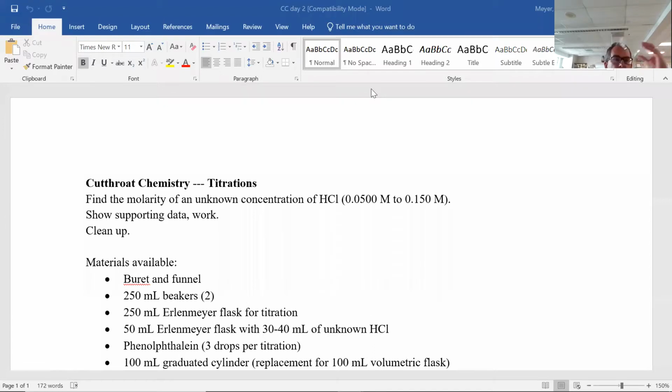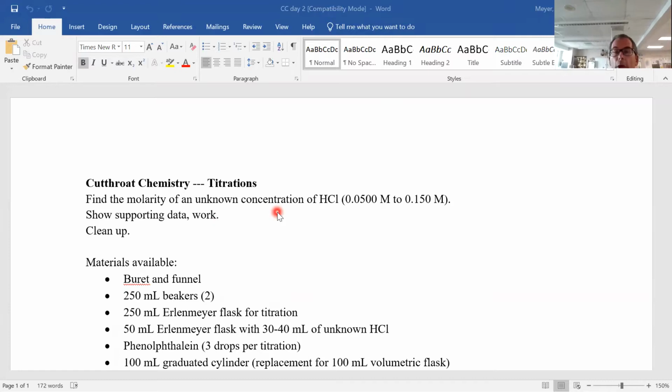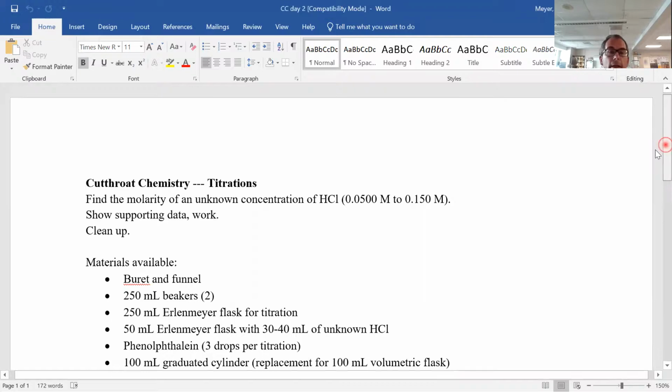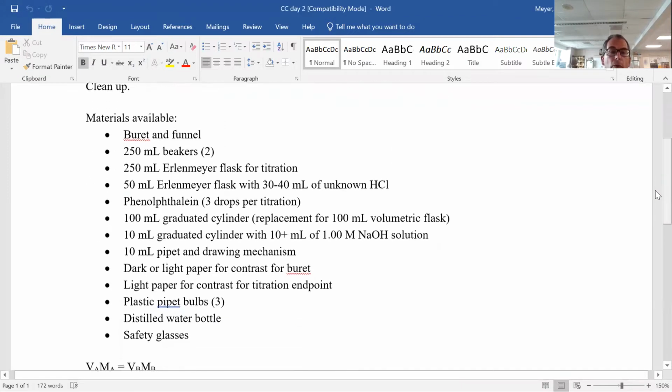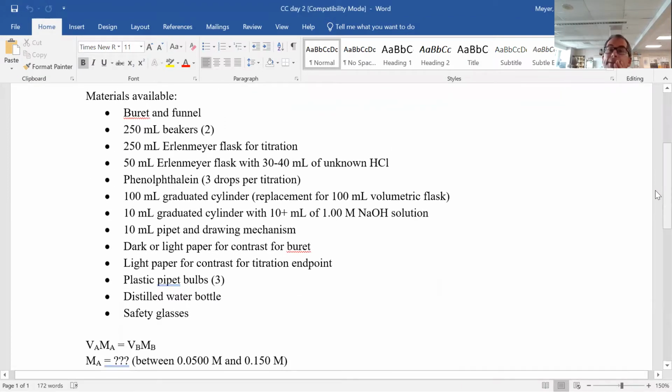Let's take a look. We're trying to find the molarity of an unknown HCl solution, and we know it's between 0.0500 molar and 1.150 molar. You have the list of the different items, so I don't need to go through that. If you need to take a closer look at that, I'm going to look at some equations right here.